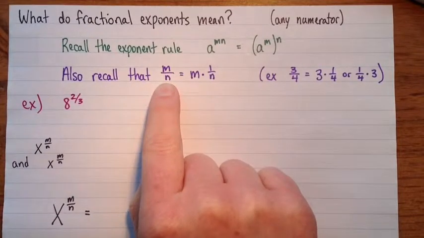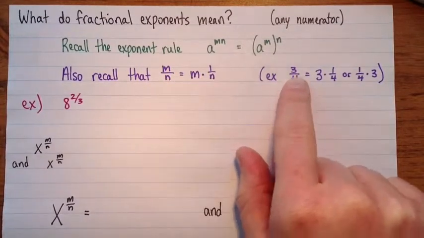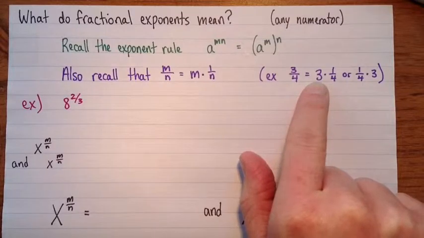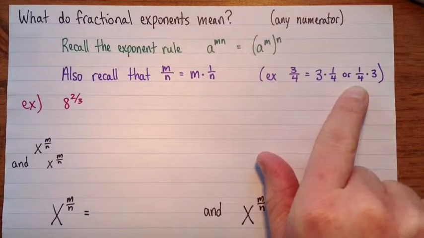Also, a little reminder: remember that m times n, a fraction, is equal to m times 1 over n. So for example, 3/4 is equal to 3 times 1/4, or to 1/4 times 3 if you want to divide it in the other direction.